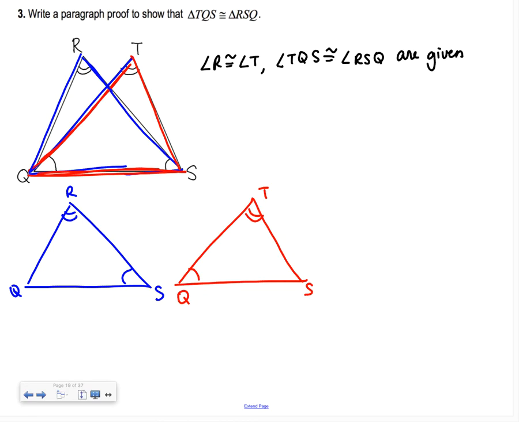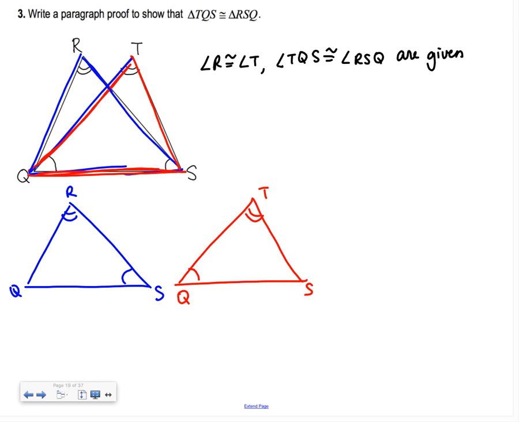We need some kind of side to be the same. If we got these ones to be the same, we could say angle, side, angle. But looking at our picture, it doesn't look like we can get this one to be the same as this one. Oh, sorry, not that one. I marked it in the wrong spot there. So it doesn't look like we can get this one to be congruent to this one in our picture. We don't know how to do that.